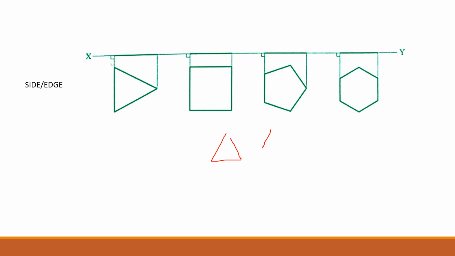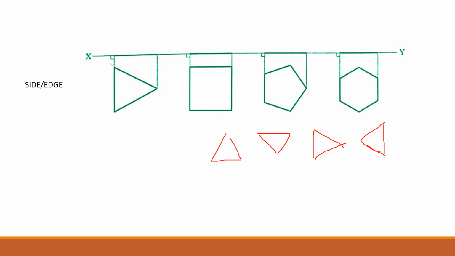Okay, I'll erase this one. The triangle may be drawn like this also, okay, and the triangle may be drawn like this as well, and also the triangle may be drawn like this. So these are the different shapes of a triangle that are possible for you to draw.